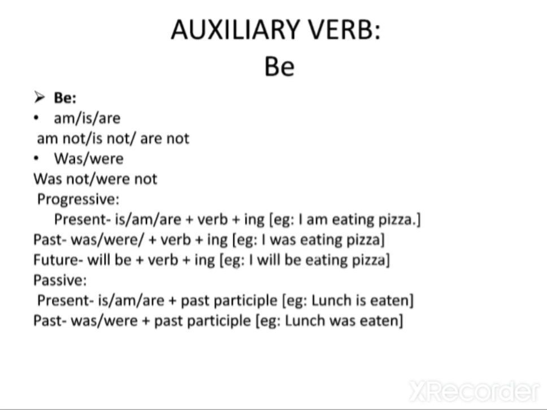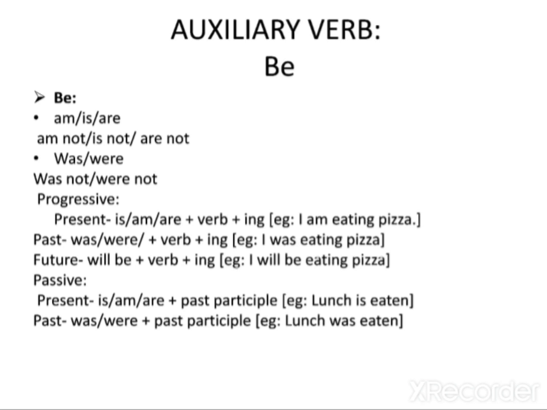So be, in its form in the present tense, is am, is, are. Negative: am not, isn't or is not, aren't or are not. These are present. The past tense in the positive is was and were. Negative: was not, were not.